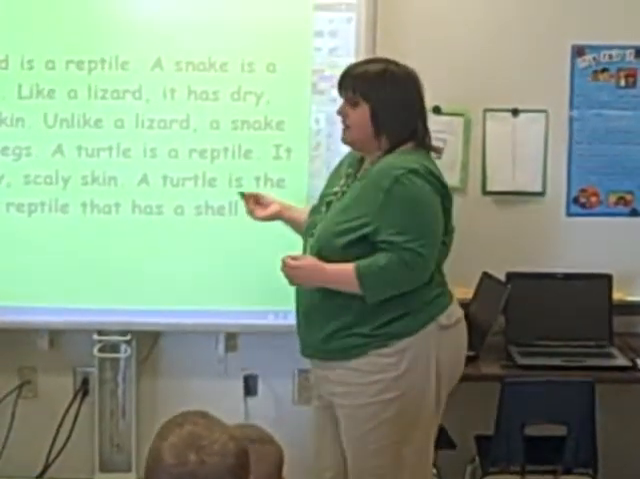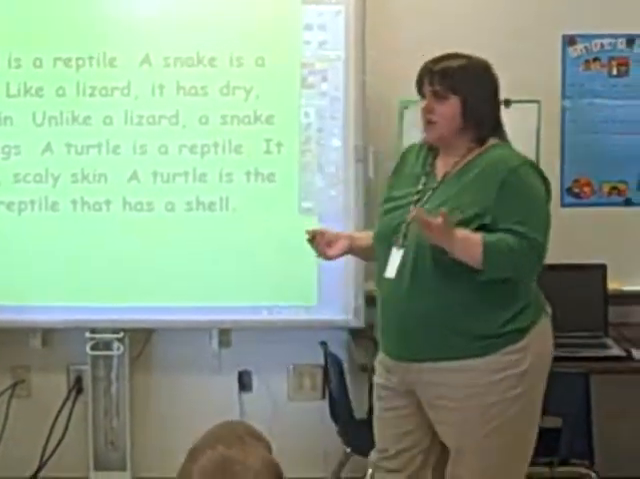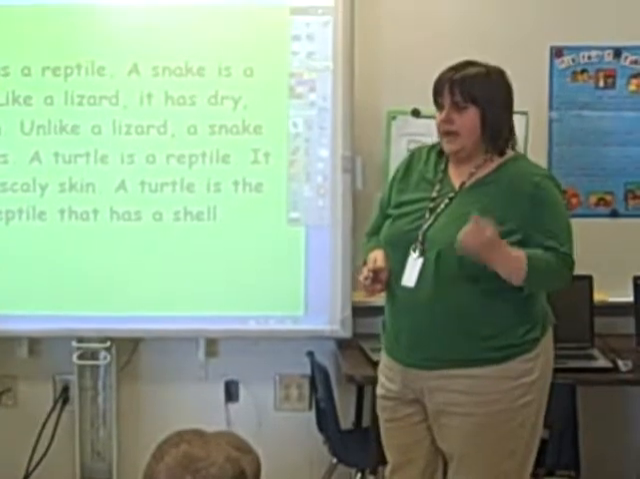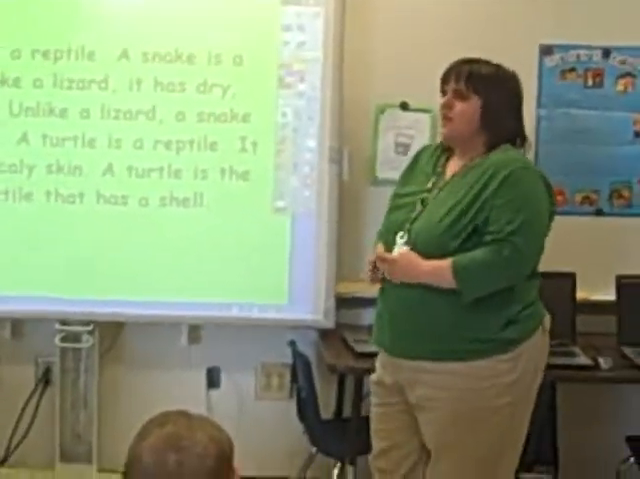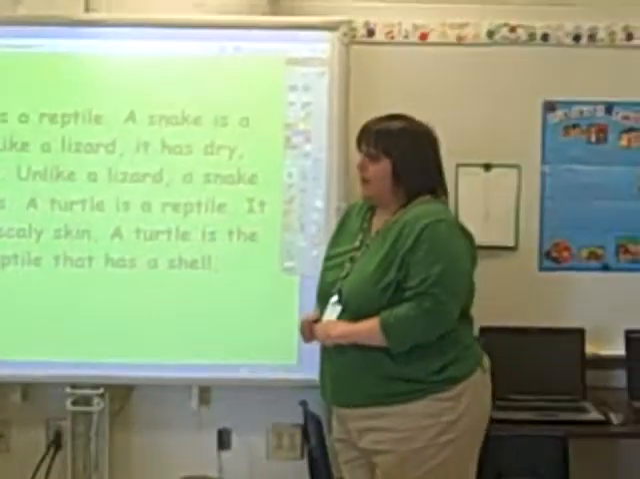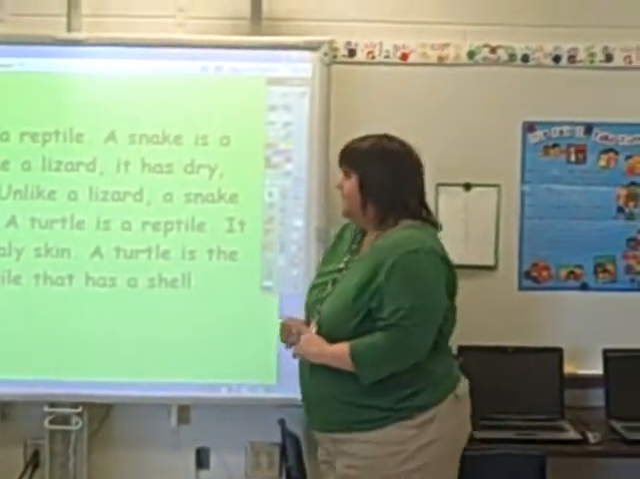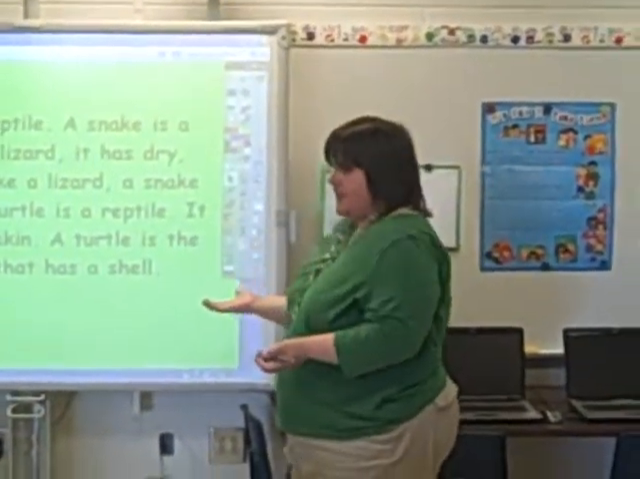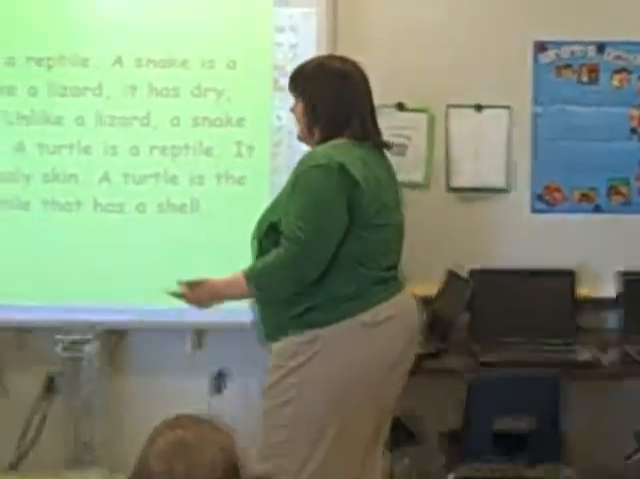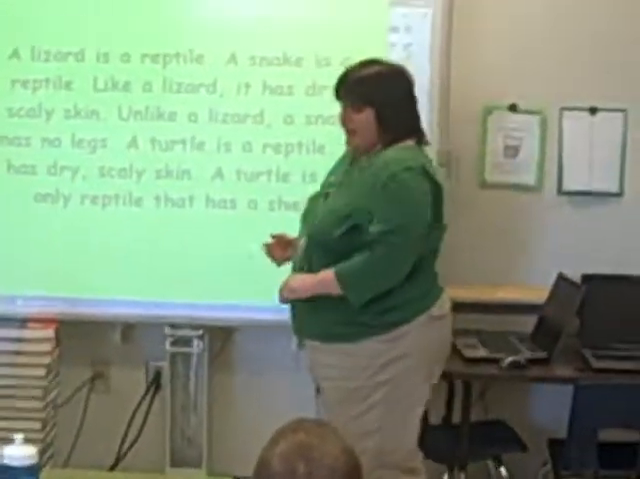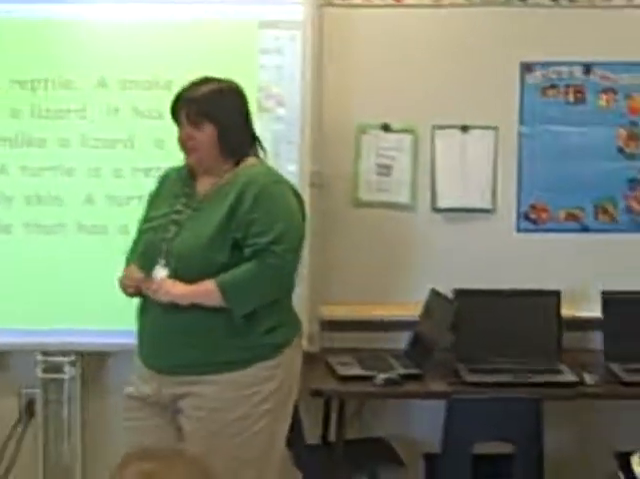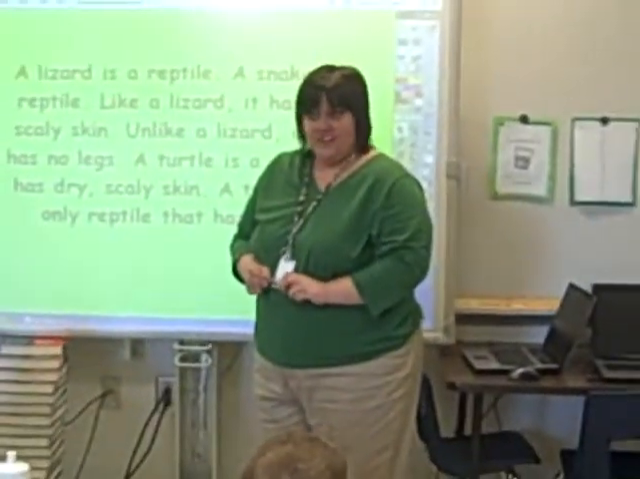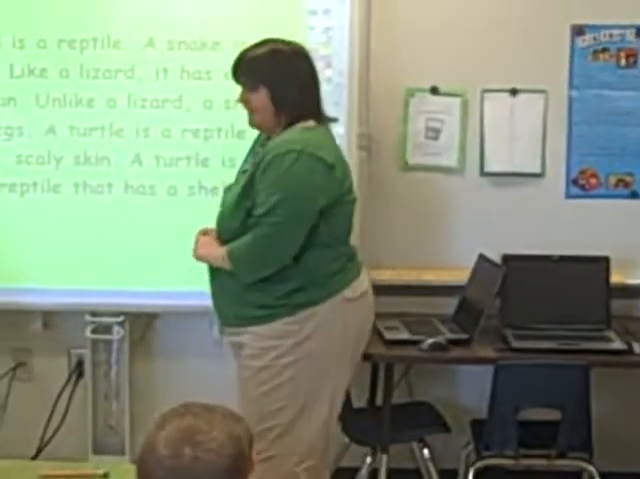Let's look at some examples of a reptile. A lizard is a reptile. It has rough skin, and it walks on 4 legs. A snake is also a reptile, but it's a special case. It has dry, scaly skin like a lizard, but unlike a lizard, a snake has no legs. Y'all seen a snake walking around on 4 legs, haven't you? That'd be weird.